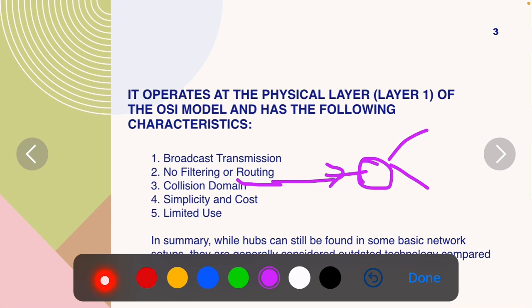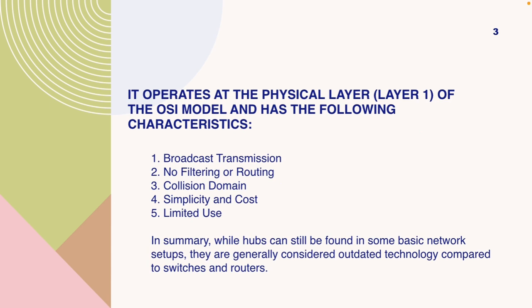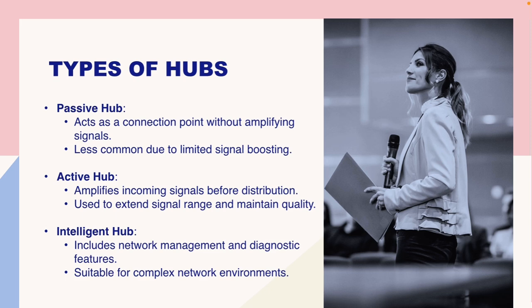So these are the main characteristics of the hub, that is broadcast transmission, no filtering or routing, collision domain, simplicity and cost, limited use. In summary, while hubs can still be found in some basic network setups, they are generally considered outdated technology compared to switches and routers. The next is types of hub. What are the types of hubs? There are basically three types of hubs.